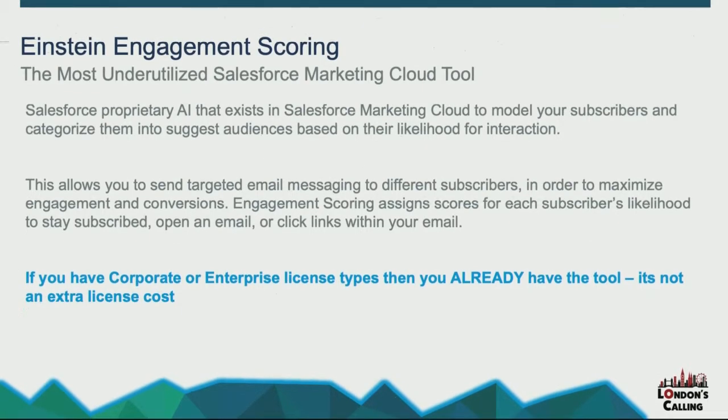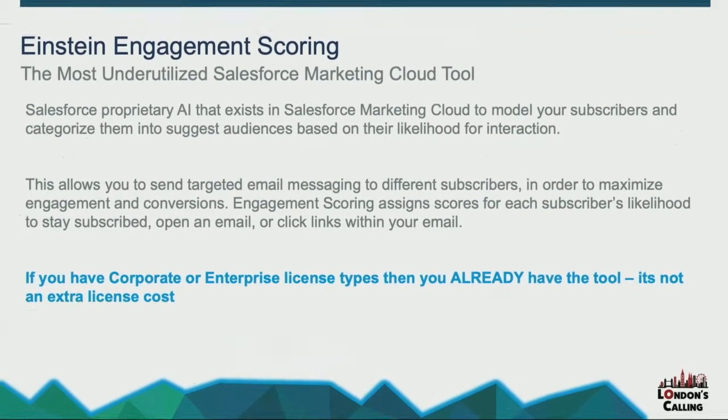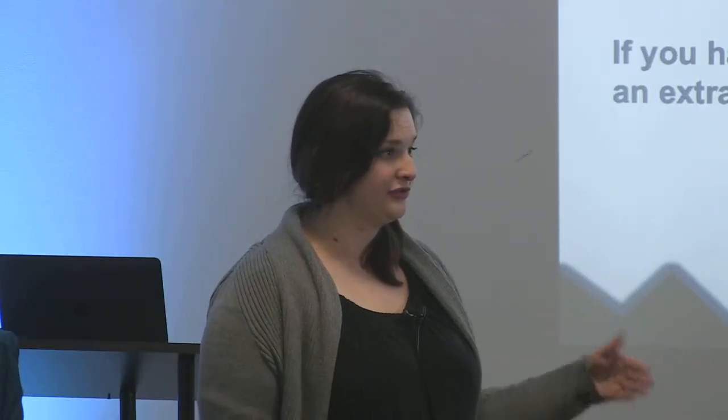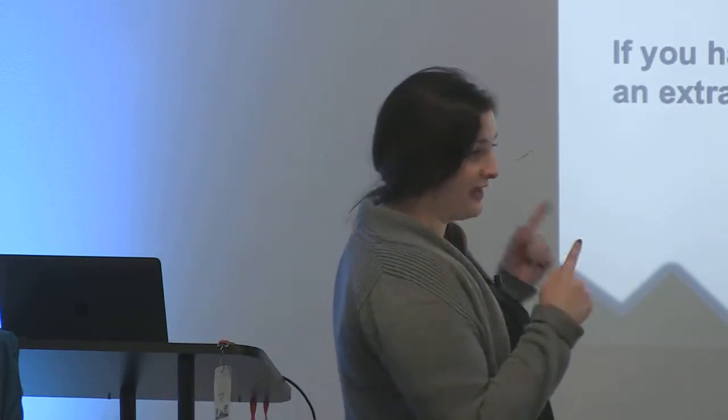We're talking about Einstein Engagement Scoring, which is a tool within Marketing Cloud specifically. It is free. Yay! So if you have the top 2 license types, corporate or enterprise, you already have it. The reason why I'm doing this talk is out of the 10 customers I saw last month, 8 of them had this tool and never turned it on. So this is a tool they are paying for, and most customers are paying for it and just have never turned it on. So we're going to show you how to do that today.